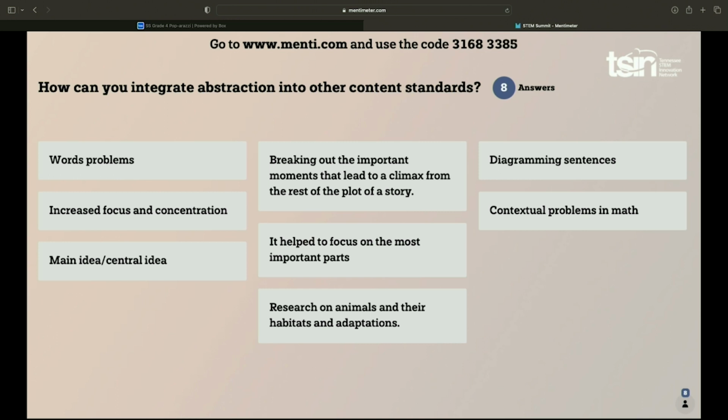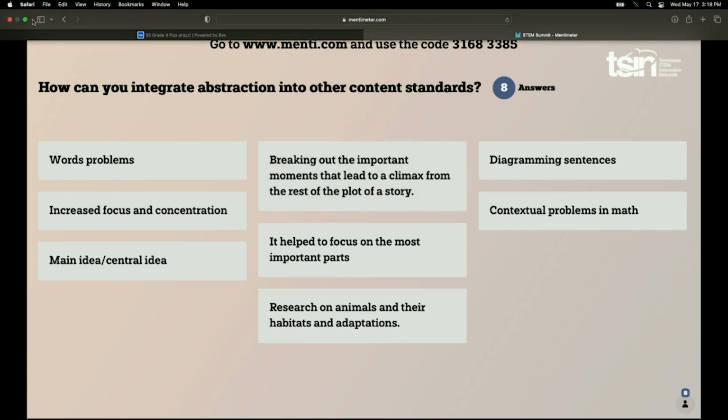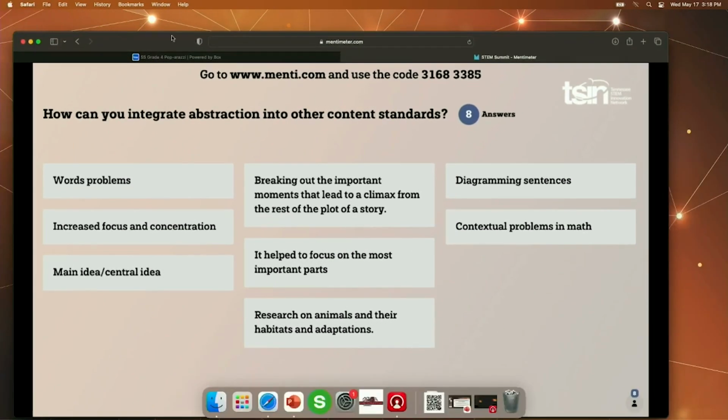Okay, Miss Jamie, I think we'll go back to the main slides, but thank you for your participation with that. And that is, again, on mentimeter.com.